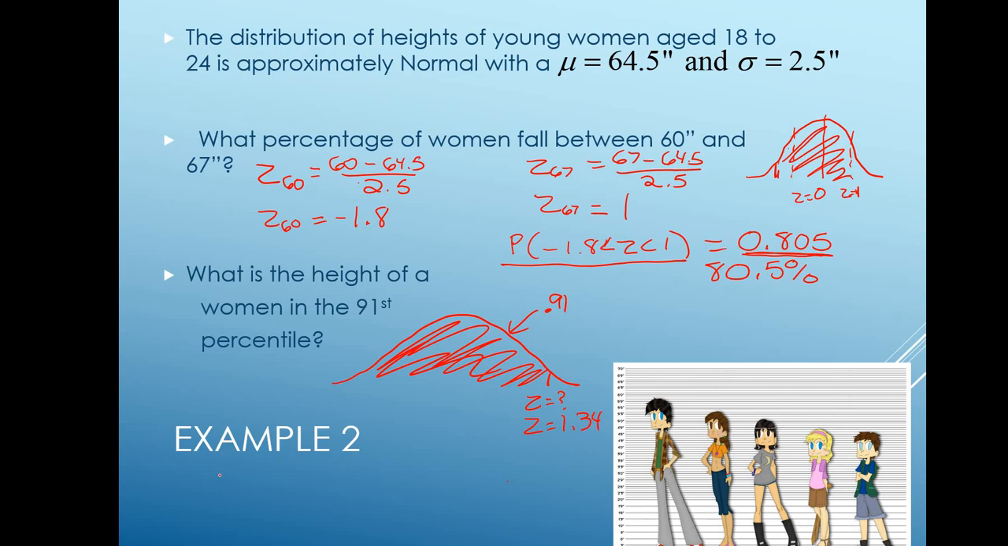All right, so this equals 1.34. And now we have to do the formula. So we know 1.34 equals our x value minus the mean over the standard deviation. Now some basic math, and we get x equals 67.85 inches.